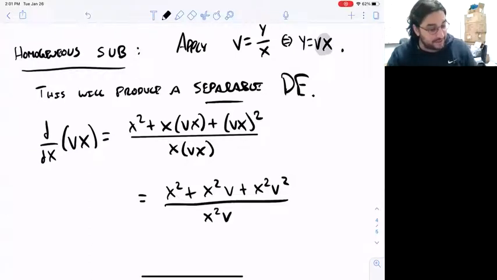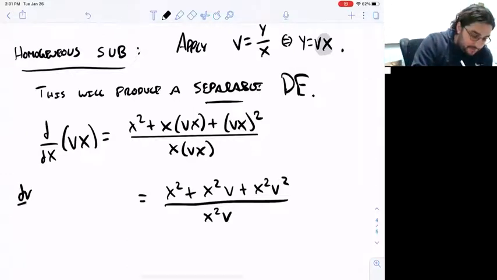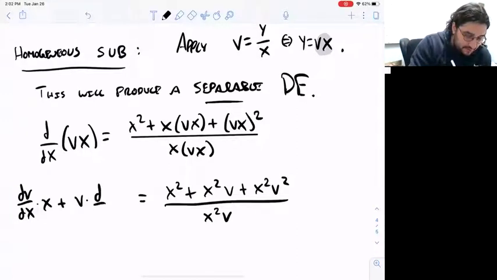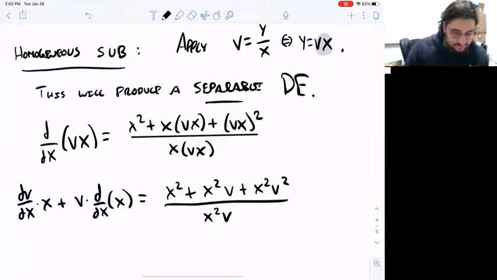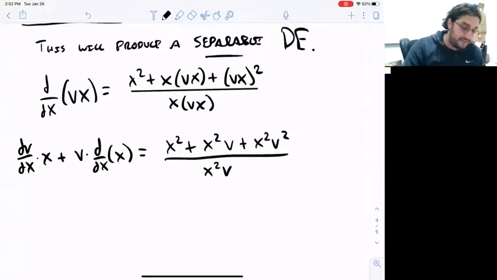On the left-hand side is a little bit trickier. We need the product rule, right? We're taking a derivative of v times x. So use the product rule: derivative of the first times the second plus the first times the derivative of the second. All right, well, the derivative of the second there is just 1, right? d/dx of x, the derivative with respect to x of x, that's just 1.